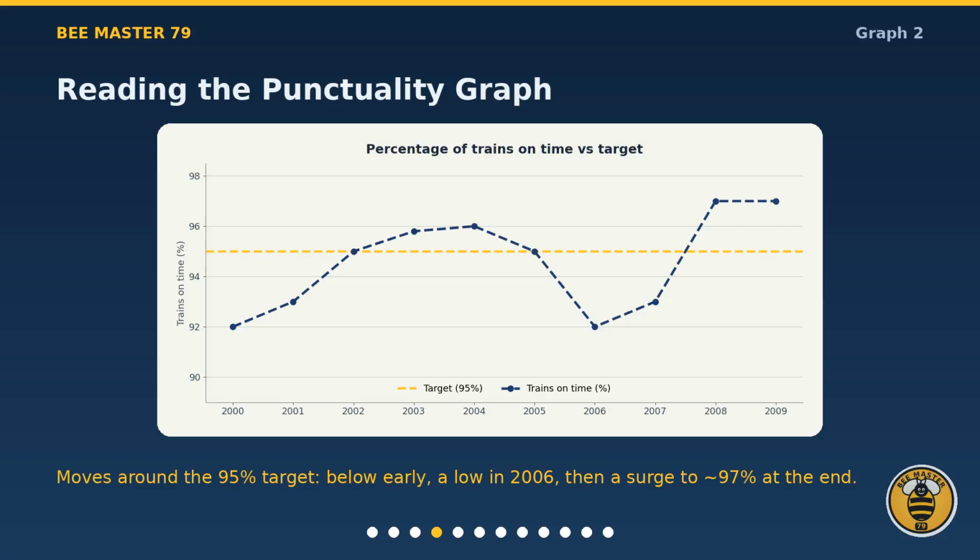The second graph tracks punctuality against a target of about 95%. Performance begins below the target, rises above it around 2004, then falls to a low near 92% in 2006 before surging to about 97% at the end of the period.